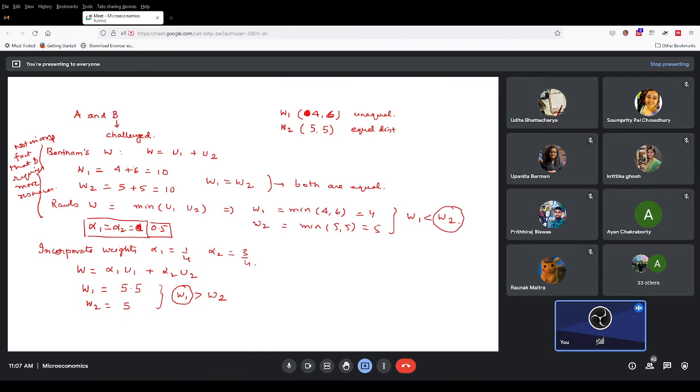No, no, I'm not saying what happens in reality. Suppose you are the head of the state. Which one would you choose if you know that B is challenged? So then probably I'll choose the first.